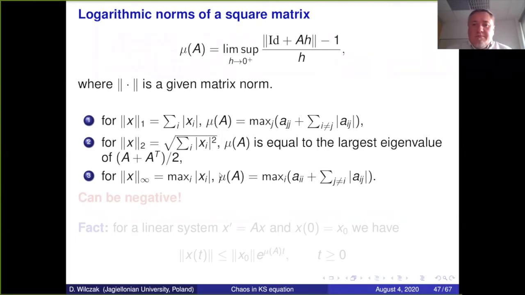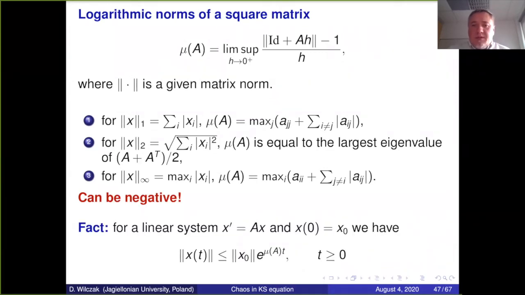Well, and the most important property of this logarithmic norm is that it bounds solutions to linear systems. And also it is not a norm, it can be negative. And this is also very profitable. So if the logarithmic norm is negative, then we have somehow an optimal bound for the solutions of linear systems. This logarithmic norm goes here to this bound, can be negative.